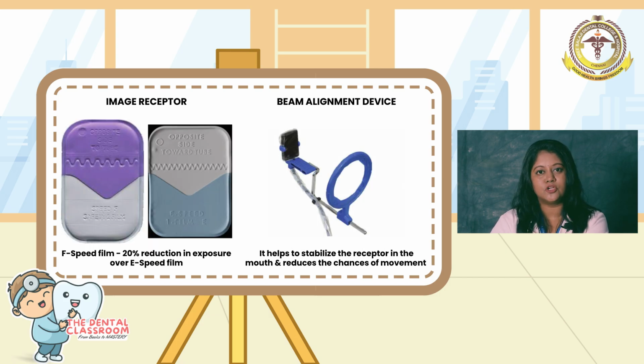Also, you need to make sure that you have the latest technology available image receptor or film. So, nowadays F-speed films are available which are 20% more effective in reducing the patient exposure when compared with the previously used E-speed film. And coming to beam alignment device, this device is going to help to stabilize the receptor in the mouth and also reduces the chances of movement which can possibly occur. So, following these steps during the exposure can reduce the radiation.